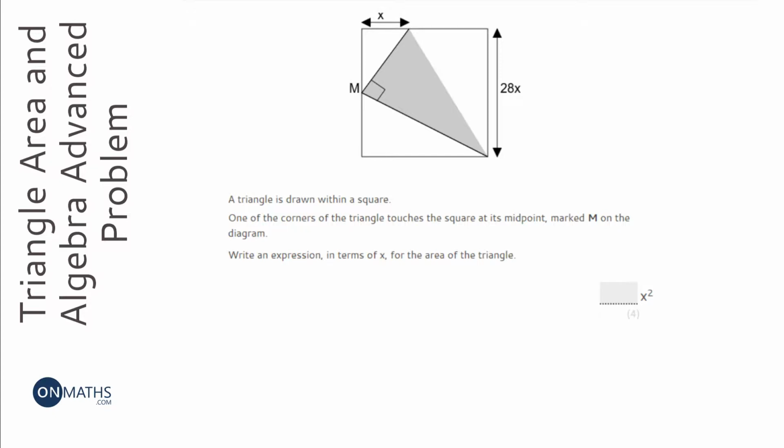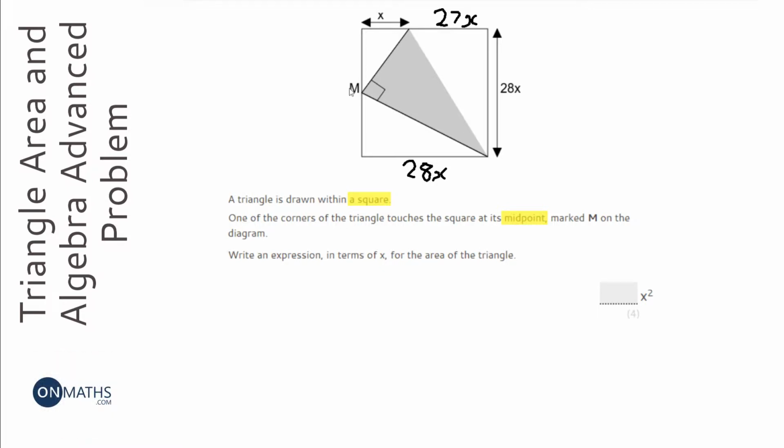So, the first thing to highlight is the fact that this is a square, and that the M is a midpoint. Okay, and I normally start these questions just writing down bits that I know. So I know that this one is going to be 28x, because it's a square, so it's going to be the same as this one. What else do I know? Well, if the bottom one is 28x, and this bit here is x, then this top bit's going to be 27x.